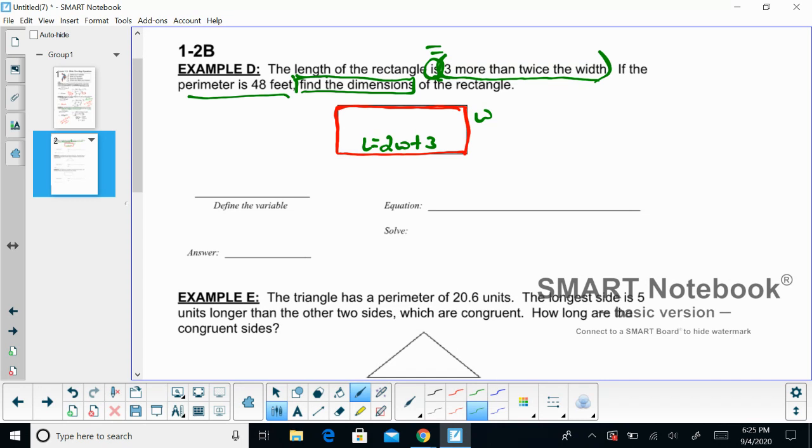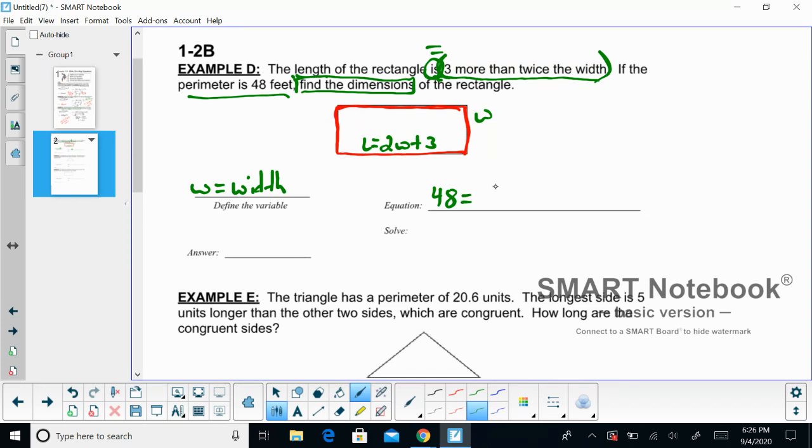All right, let's see which one of these variables I'm going to use. Am I going to use L or W in my actual problem? We want the variable to be the same for both our length and the width, so we're going to say W equals the width of the rectangle. Now, we know that the total perimeter is 48 feet. And how do I find the perimeter of a shape? I add the length of all four sides together.